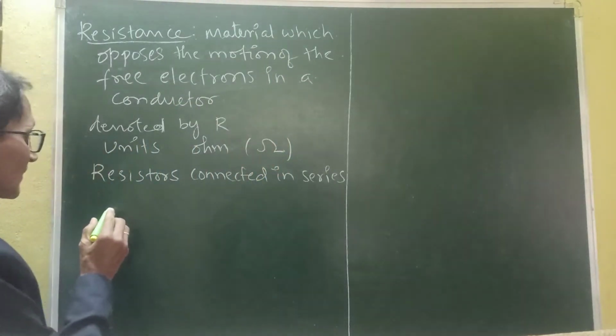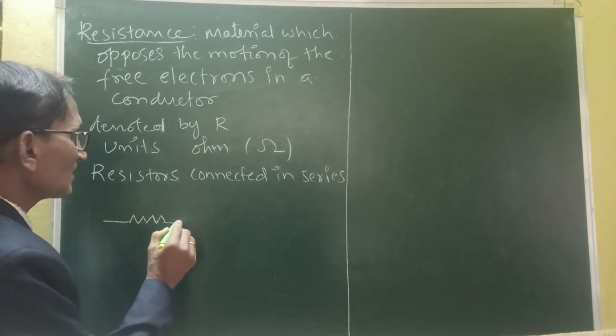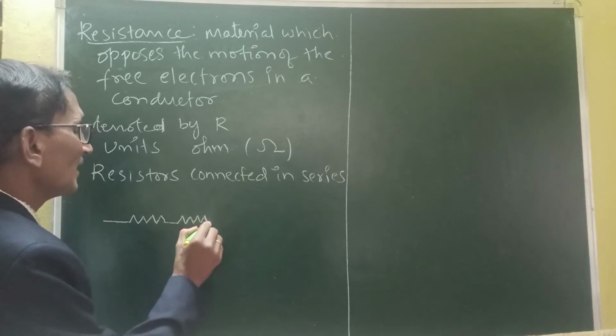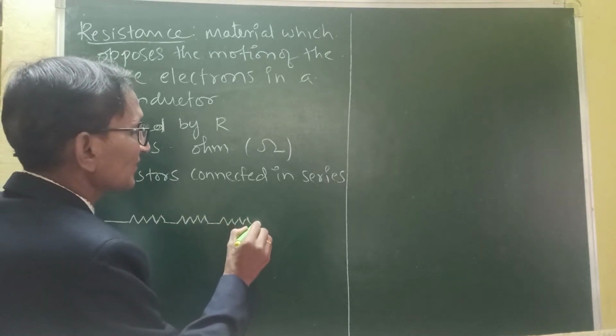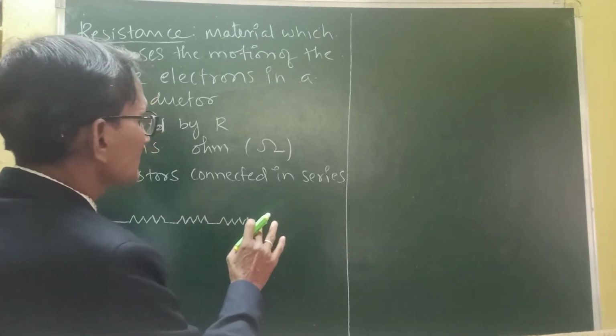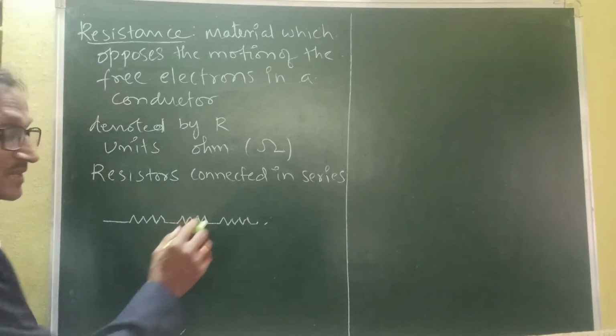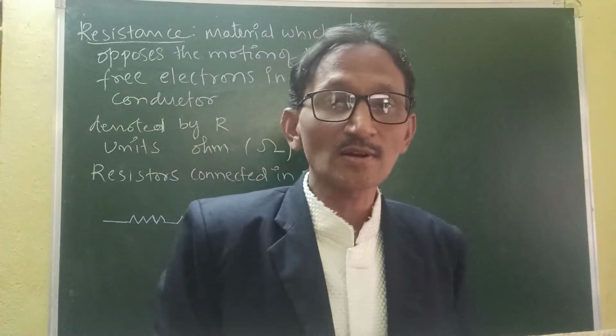So the first resistor, let us take resistor 1, the other end is connected to the second resistor, and the other end is connected to the third resistor, and the third resistor's end is connected to the fourth resistor. Like that, when such resistors are connected, we are calling such a combination a series combination.